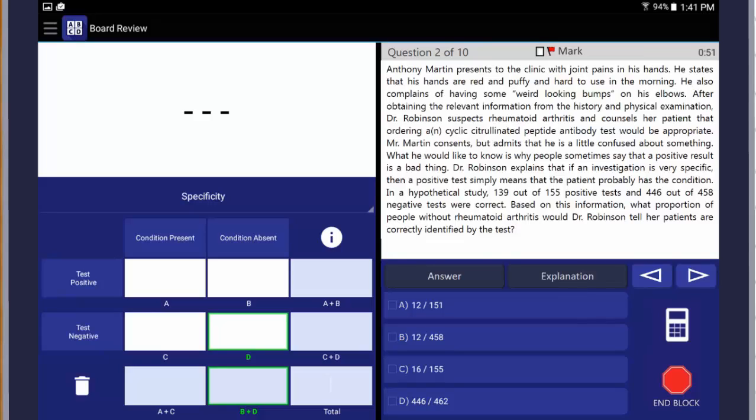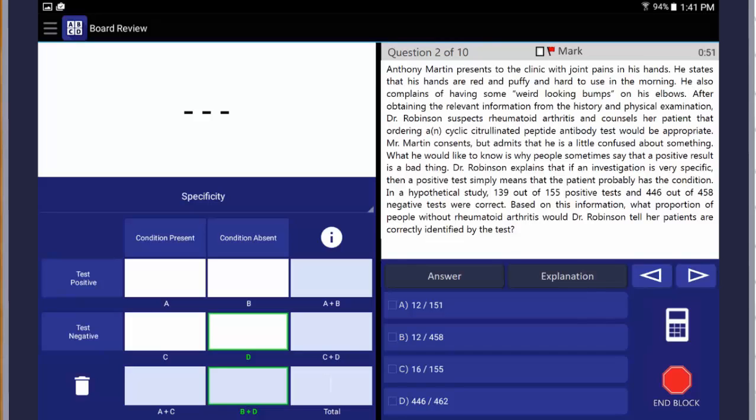Dr. Robinson explains that if an investigation is very specific, then a positive test simply means that the patient probably has the condition. In a hypothetical study, 139 out of 155 positive tests and 446 out of 458 negative tests were correct. Based on this information, what proportion of people without rheumatoid arthritis would Dr. Robinson tell her patient are correctly identified by the test?